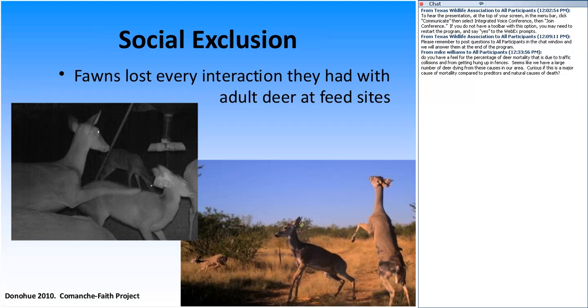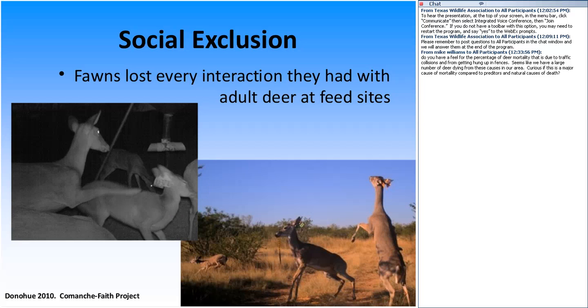There are some reasons why fawns might not get access to this supplemental feed. One is that fawns are relatively low in the social hierarchy. From another research project out on the Comanche Faith Ranch, Robin Donahue was a graduate student who looked at social interactions at the feed sites. He quantified interactions between deer, and when there was an interaction, which deer won, whether it was a buck or a doe, and the age. His conclusion is that of all the hundreds of interactions he looked at, fawns lost every interaction they had with an adult deer.